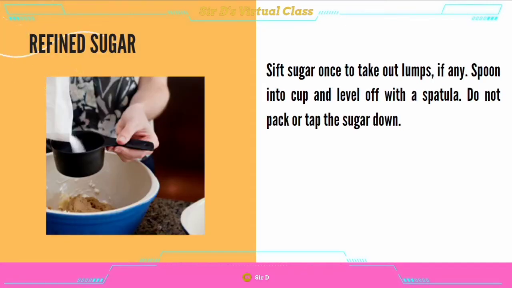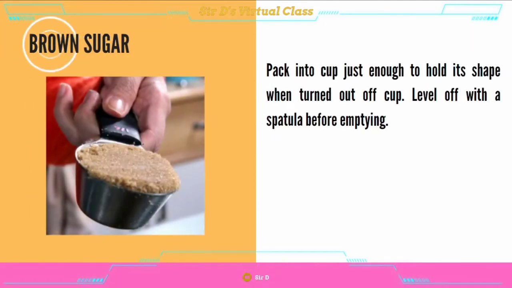Refined sugar. Sift sugar once to take out lumps, if there are any. Spoon into a cup and level off with a spatula. Do not pack or tap the sugar down. Brown sugar. Pack into cup just enough to hold its shape. When turned out of cup, level off with a spatula before emptying.